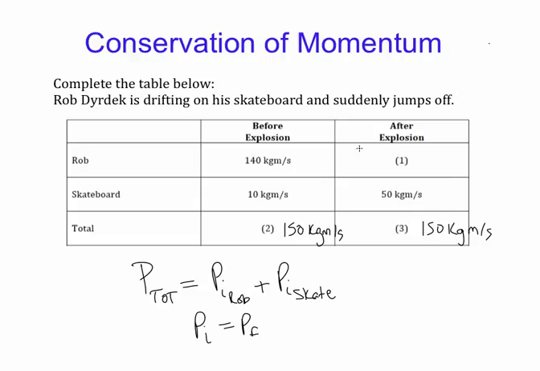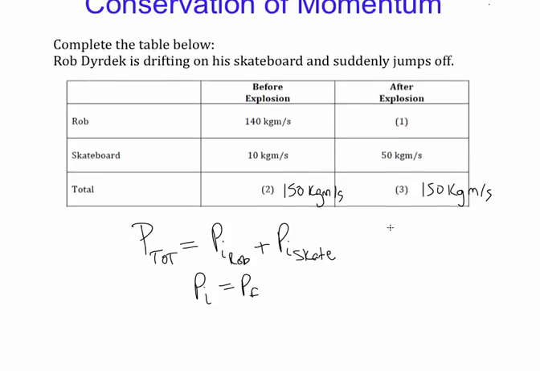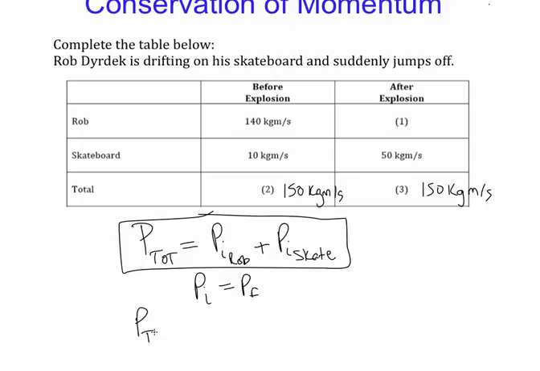Okay, so now we have our last one, and that's going to be, let's find out what is the momentum of Rob after the explosion. All right, I'm going to scroll this up a little bit. And using this relationship right here, that the total momentum is simply going to be the momentum of both objects, we're going to use that concept right here. Now, we're looking at afterwards, so we're looking at the final, but the total momentum is still going to be simply the sum of them. So I'm going to have the final momentum of Rob plus the final momentum of the skateboard.